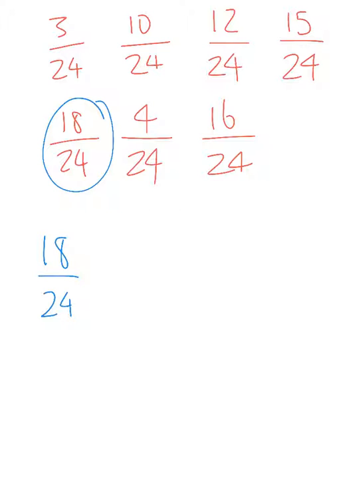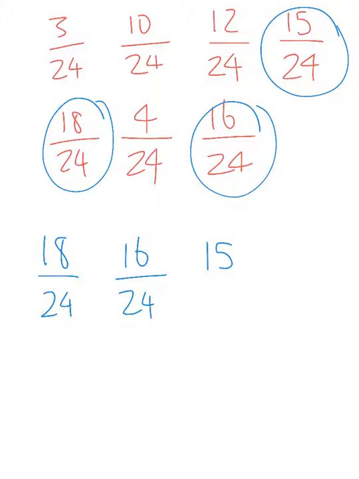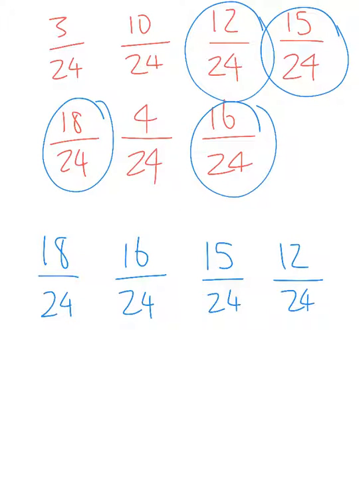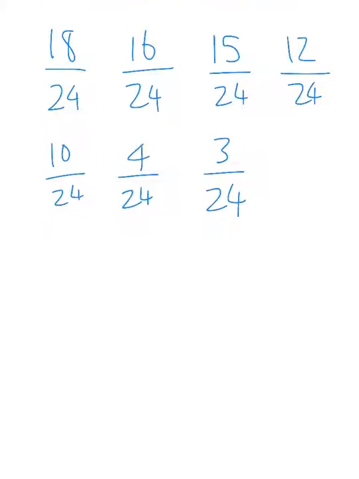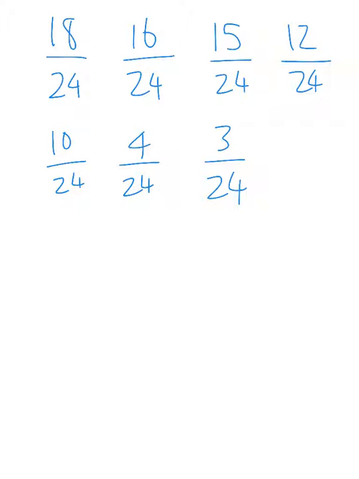Then what's the next biggest one? 16 over 24. Then the next one is 15 over 24. Then the next one is 12 over 24. Then the next one down, 10 over 24. The next one down, 4 over 24. And the last one is 3 over 24. But I actually have to now rewrite these in the fractions that they originally were, so their simplest form.